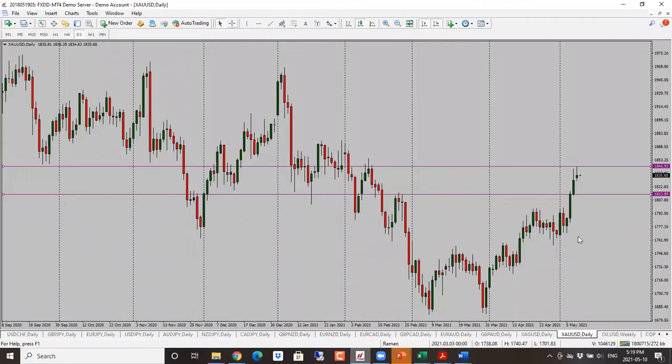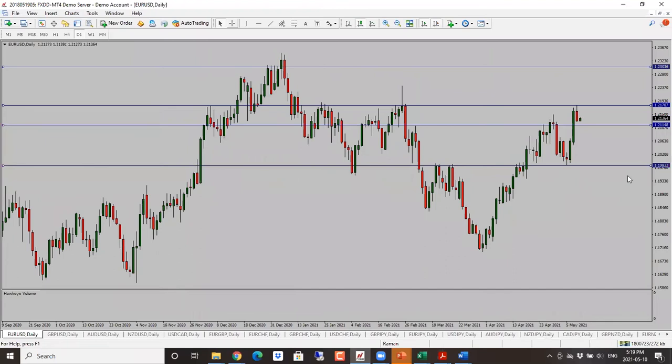All right, so let's go on to our charts here. We'll start off by taking a look at euro dollar. So euro here, it is right into resistance. This is a major resistance that price has struggled with several times so far. At one point it went through, but it wasn't able to hold and came back. So here we are again.